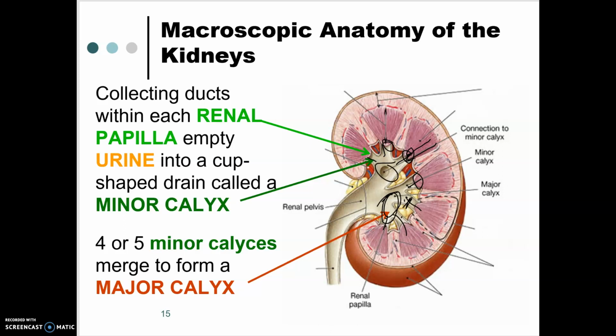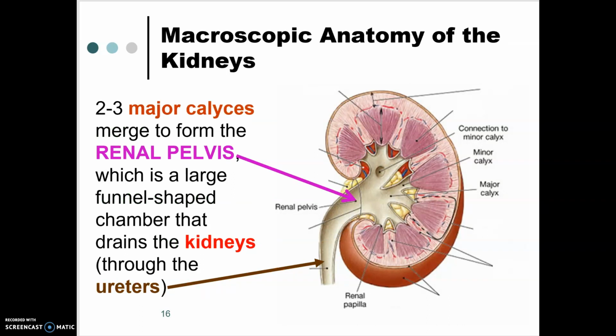So the calyces are gathering points for urine as urine's produced. The minor calyx is where it's gathered from the papillae, from each renal lobe, and then a major calyx is where several minor calyces, which is plural, drain from each 4 or 5 different renal lobes.